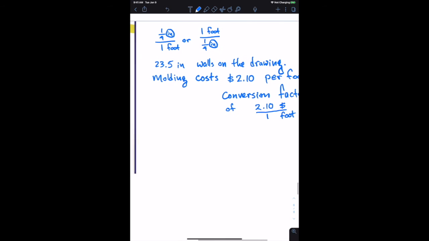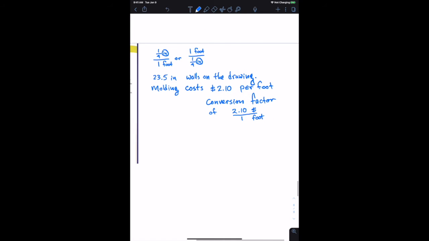So I've just created this over here to help us really think about what's going on here. First of all, I put our conversion factors here of 1/4 inch on the drawing means 1 foot of real feet of the wall. And that also means that 1 real foot of the wall represents 1/4 inch. And so we can use those interchangeably, and I'll show you how that works.